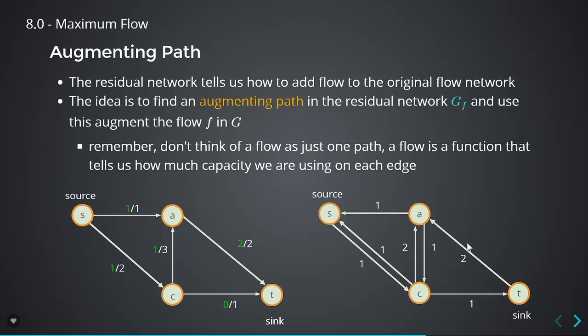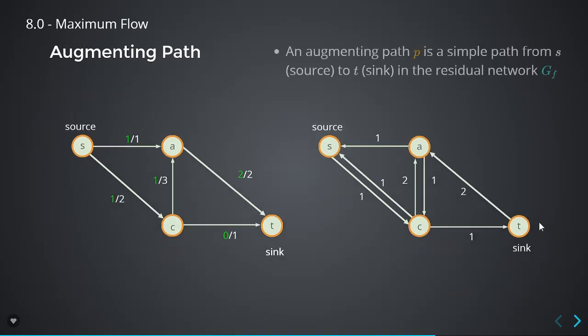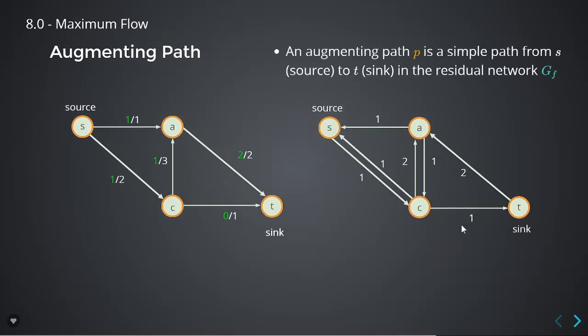So that is the corresponding residual network. And now let's go find an augmenting path. And here, there's one there. It's a simple path from S to T. That's actually the only one, because that's the only arrow going from C to T there. Like you can't use A to T because it's full up.